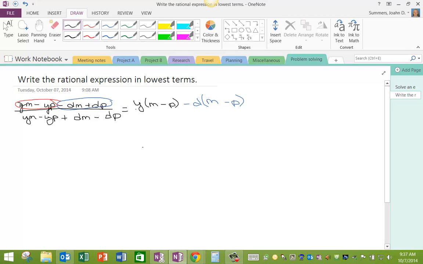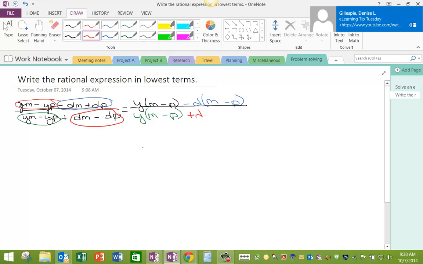All right, let's do the same thing in the denominator. So we will look at ym minus yp, factor out or distribute out. Some people consider this distributing in reverse, so distribute out the y. That'll leave m minus p, and then one more. All right, so let's look at dm minus dp. So we will have plus, you see the common factor of d, so factor out the d, and that will leave m minus p.